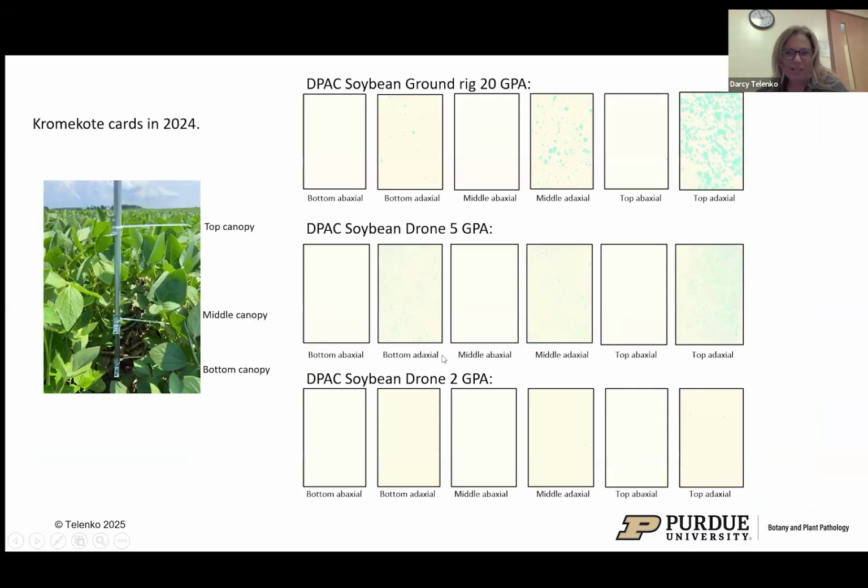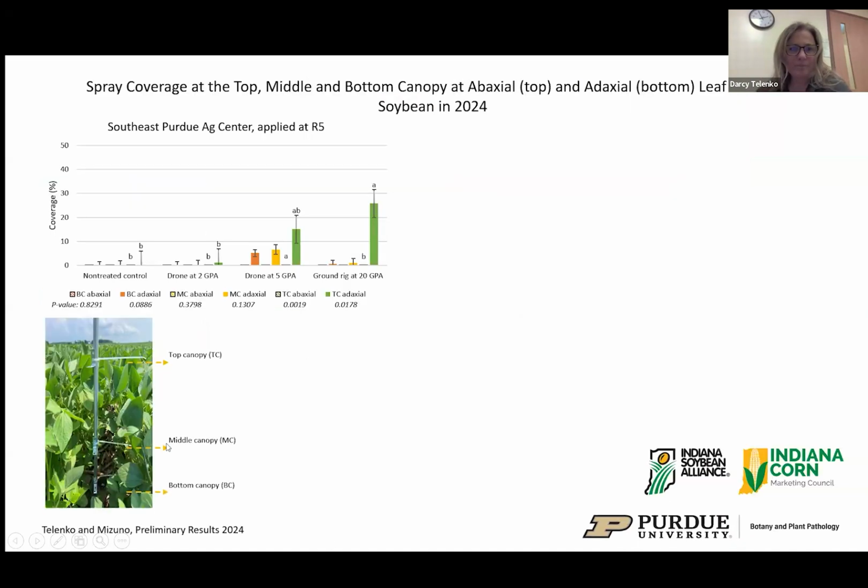If we look at the spray dyes here, with the ground rig we can see at the top and in the middle we have good coverage. And then the drone, 5 gallons per acre, we see the drop off, but the question is how much can we handle and get good disease control? Again, similar results. Everything on the top of the leaf got the product and coverage, and the bottom of the leaf really didn't register any. There's a few that we might see once in a while.